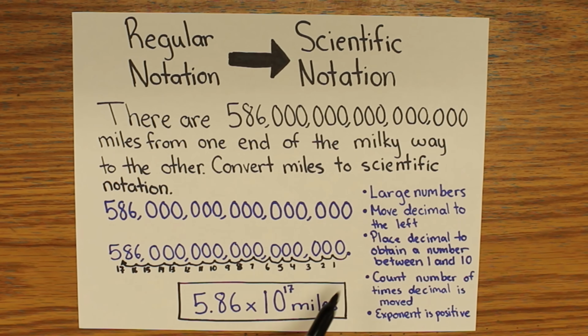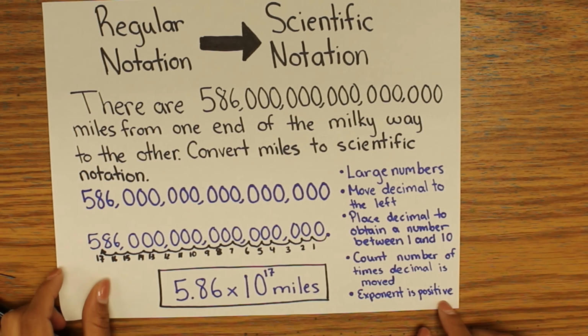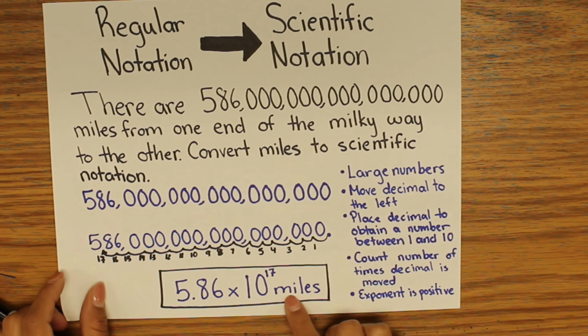So in this case, our original decimal was over here, and we're going to move our decimal all the way over here between 5 and 8 to make a number that is 5.8, and we move our decimal 17 times. Our exponent is going to be 17. Our exponent is positive since this is a very large number. The final answer is going to be 5.86 times 10 to the 17 miles.